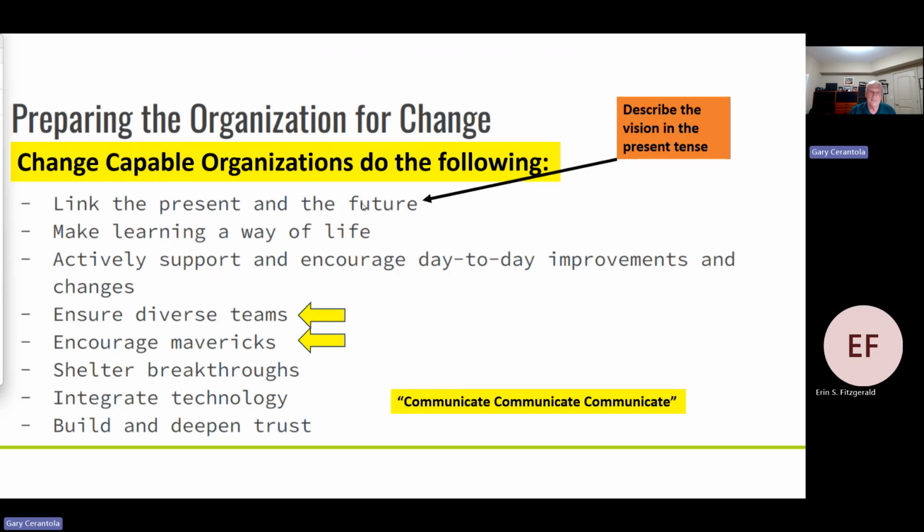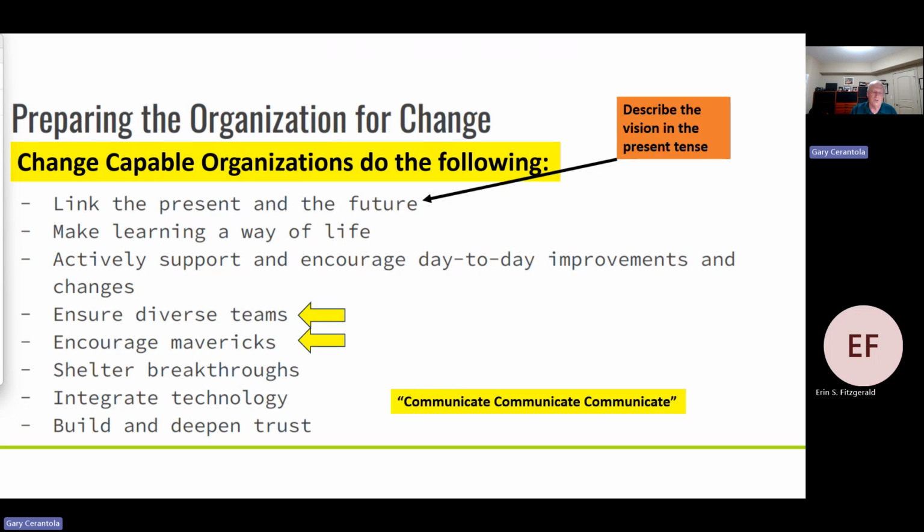personally that I learned about, is that a lot of organizations try to bring in too much change. And what you need to do is have levels of change that are digestible. All right. And so you make learning a way of life. You ensure that you've got these diverse teams going through. You encourage these mavericks, and you don't give the organization too much change to undergo for transformation. But the whole idea, communicate. That's what keeps it going.